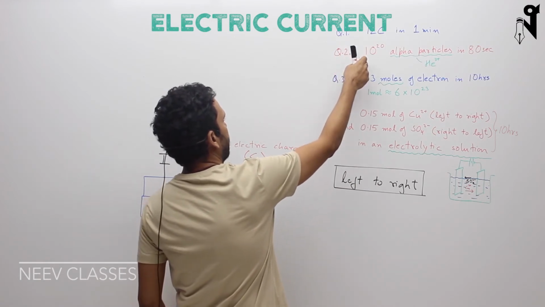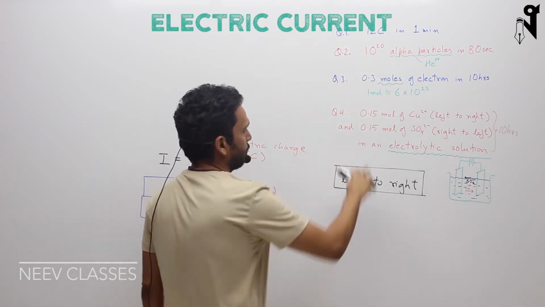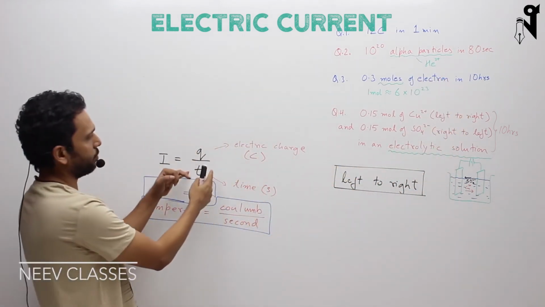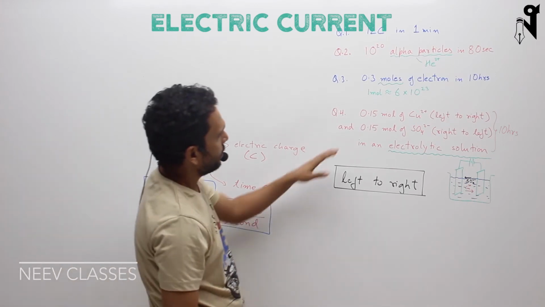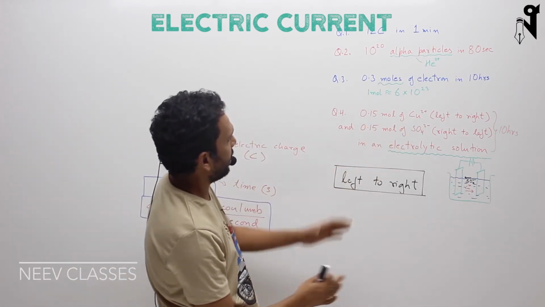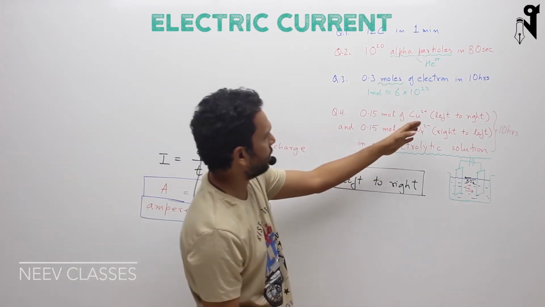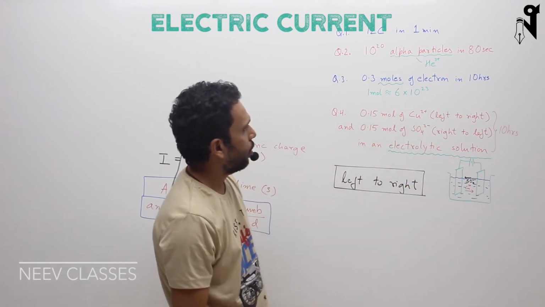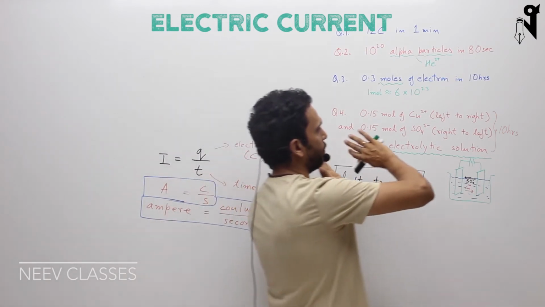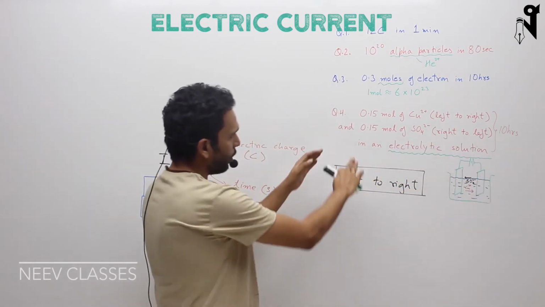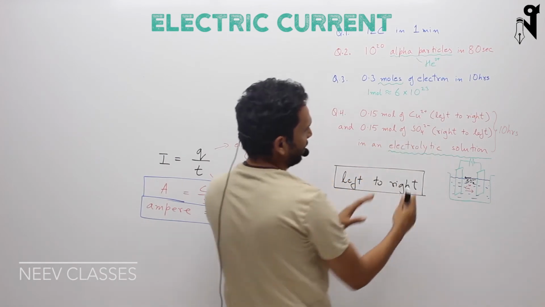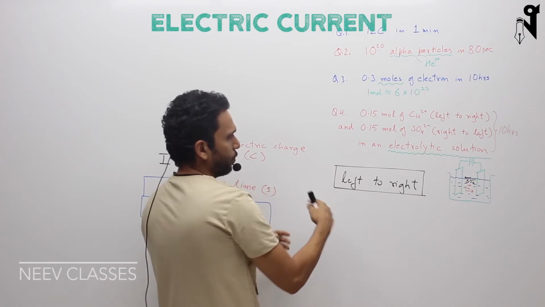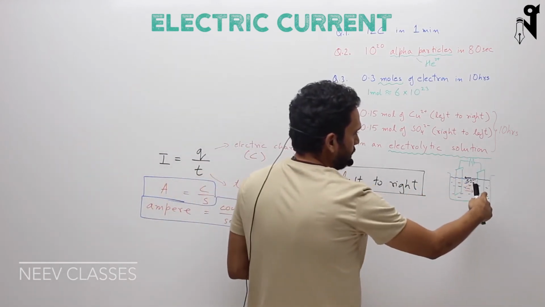Instead of giving you the number exactly, we are saying how many moles. So you have to find the effective charge, and then to get the rate of flow, that charge divided by time is going to give you the current. And this one, again, the charge carriers this time are ions, copper 2+ ion and sulfate ion. So 0.15 mole of copper 2+ is flowing from left to right, and 0.15 moles of sulfate is flowing from right to left. So the drawing is made over here.